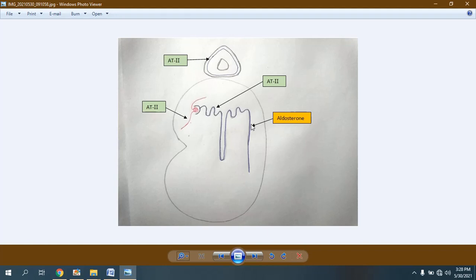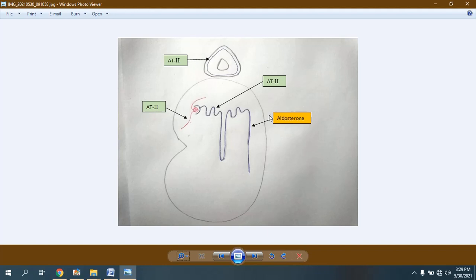It will increase the number of water channels. It will increase the synthesis of water channels, the aquaporin 2 channels. The aquaporin 2 channels will be increased on the distal convoluted tubule and the collecting duct. When the aquaporin 2 channels are increased on the collecting duct, what will happen? It will lead to increased absorption of water from the collecting duct.